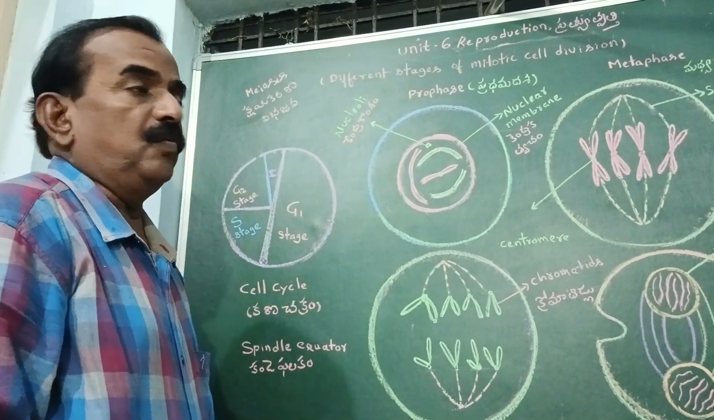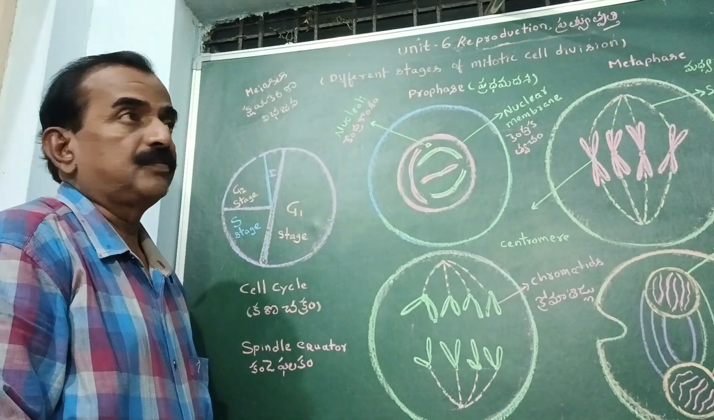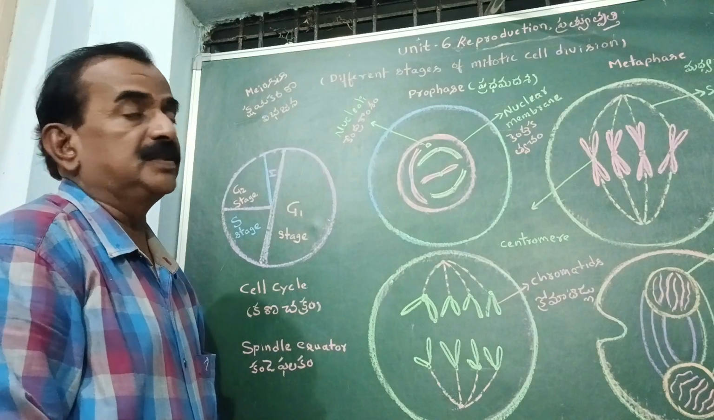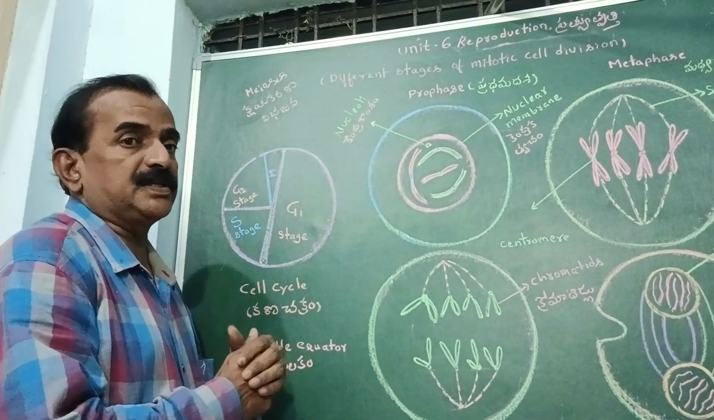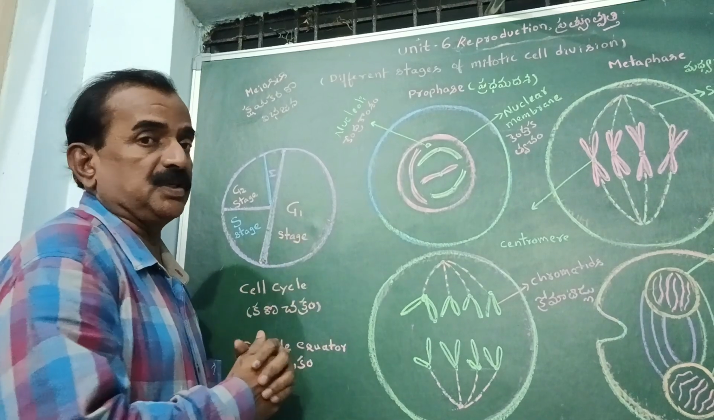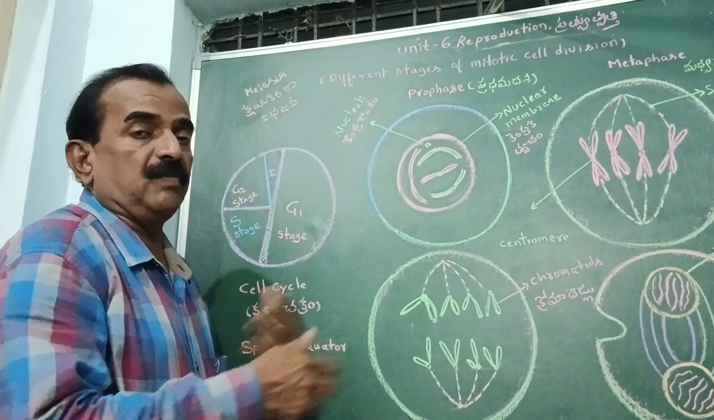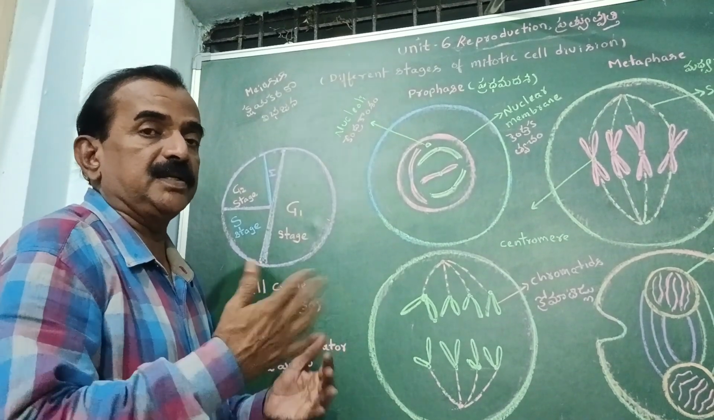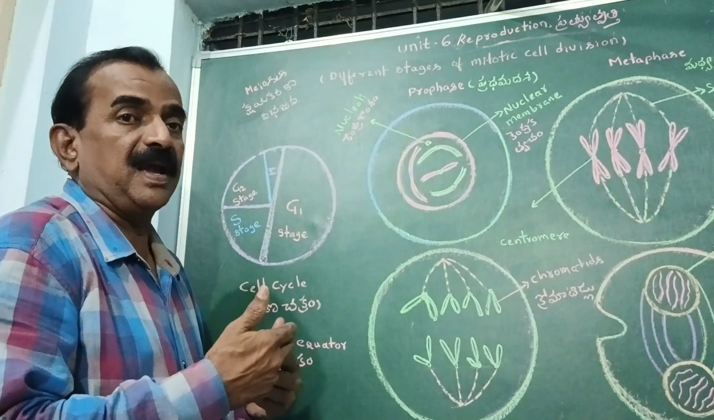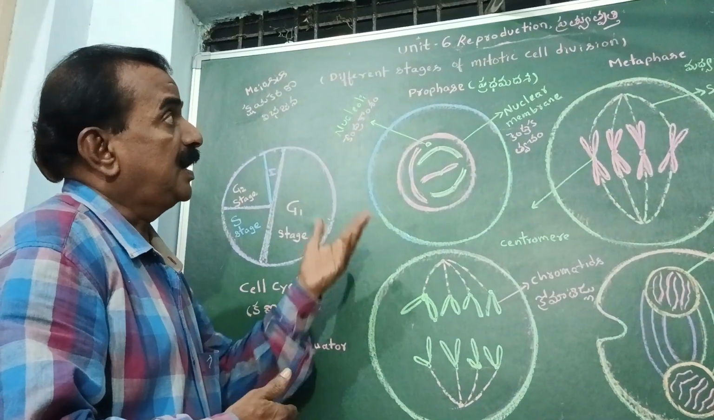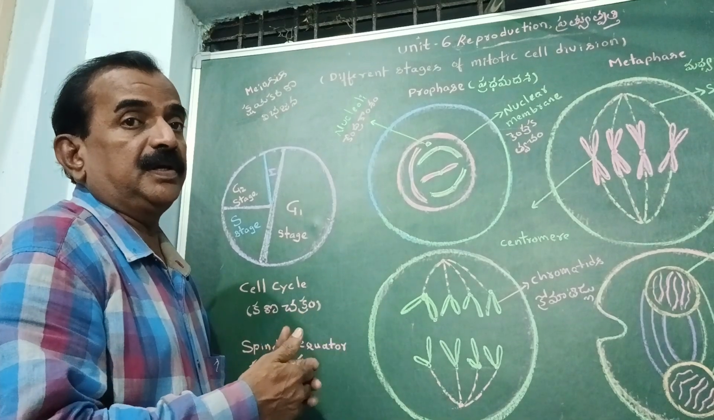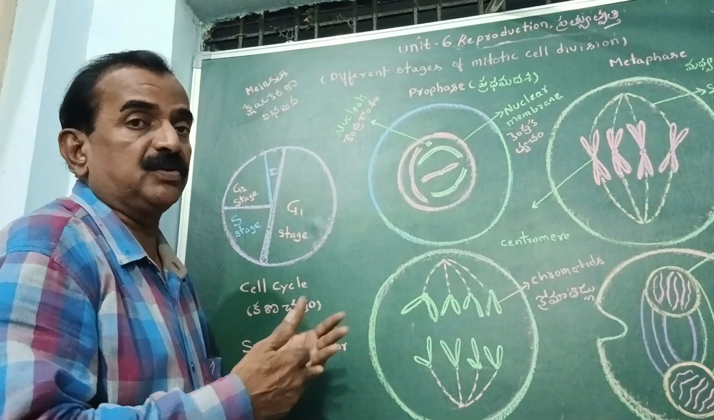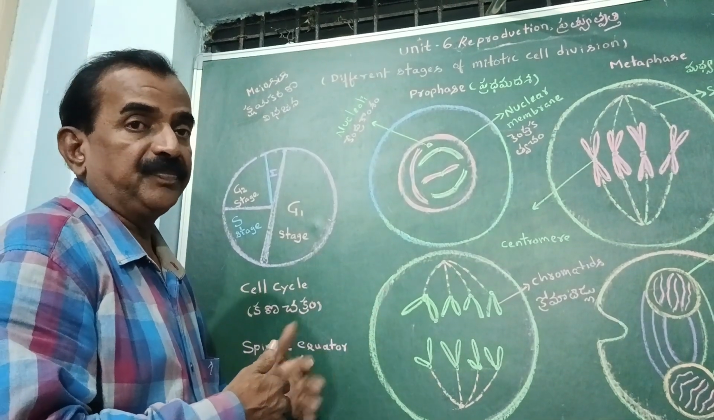Today we are going to discuss topic or unit 6, reproduction. So already we discussed the reproduction topic. We covered sexual and asexual reproduction in animals, and also we discussed different modes of asexual reproduction in animals.